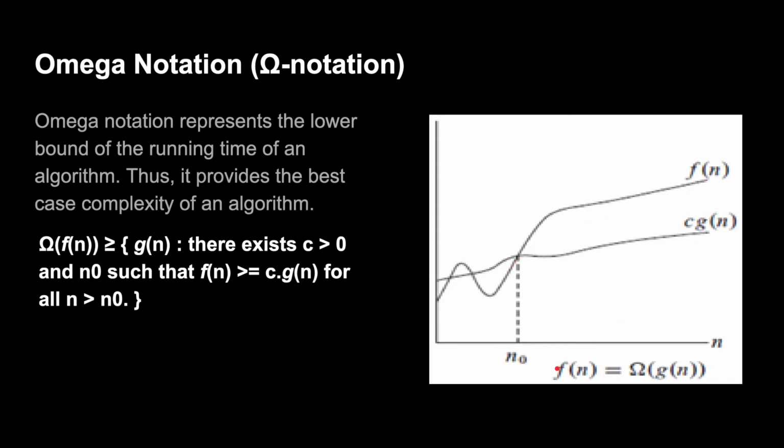f of n is equal to the omega notation of g of n only when f of n is greater than or equal to c into g of n, where c is a constant and c should be greater than 0, and n should be greater than n naught. Only in this condition this is satisfied, and then only we call it omega notation.